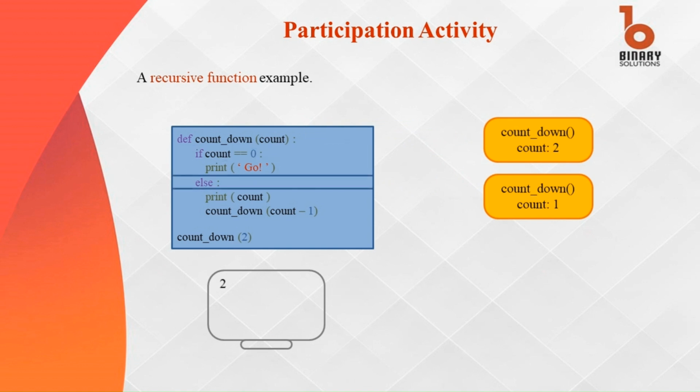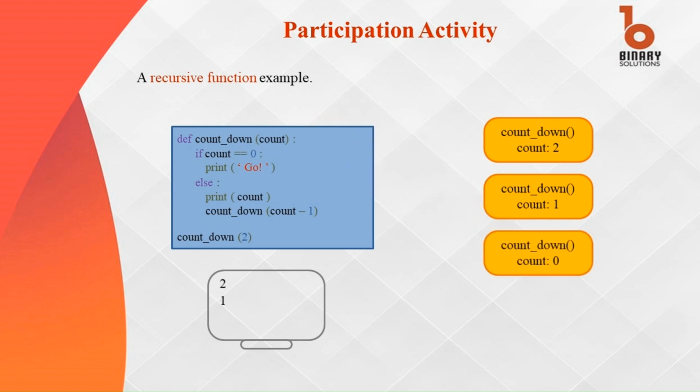Finally, when countdown 0 is reached, the base case is triggered and go is printed instead of making another recursive call. This prevents infinite recursion and properly ends the countdown. This sequence effectively demonstrates how recursive functions break a problem into smaller subproblems until they reach a stopping condition, the base case.